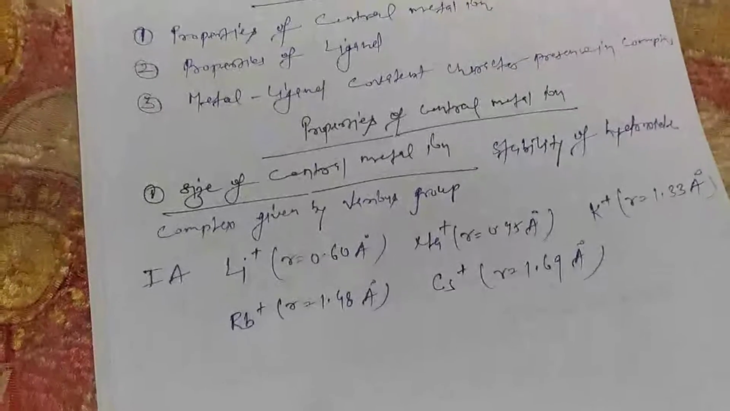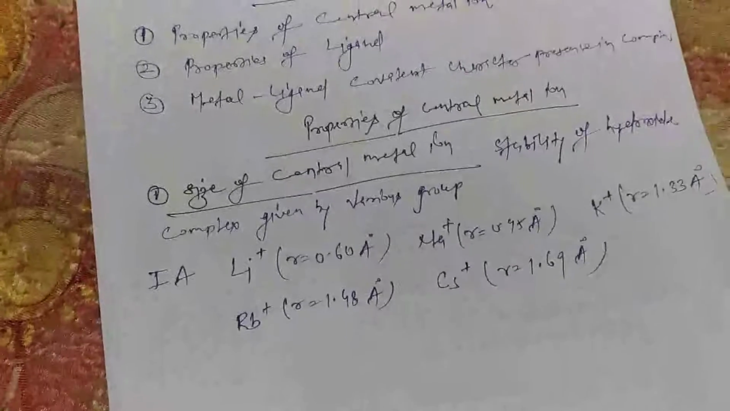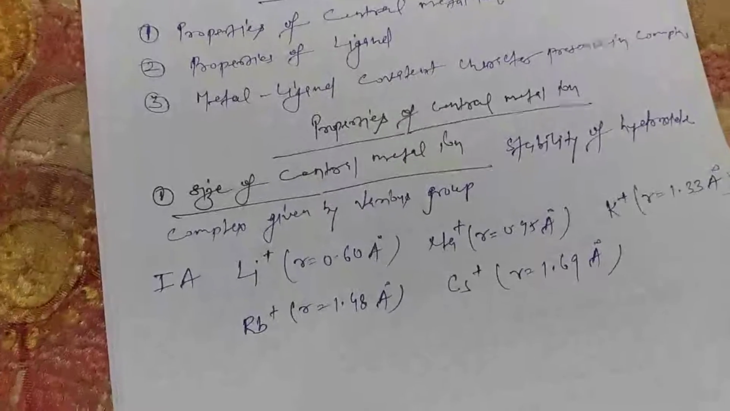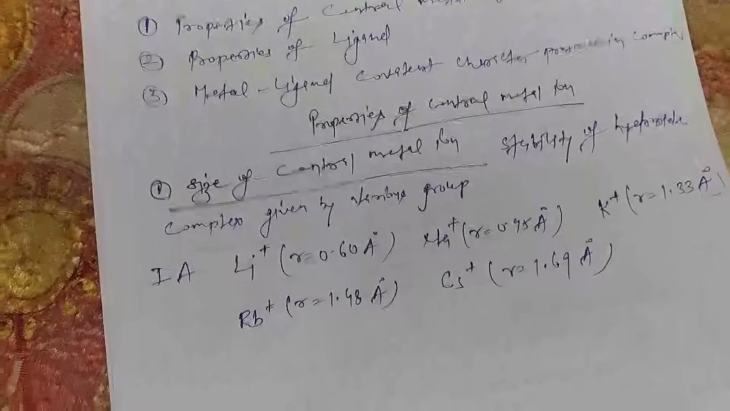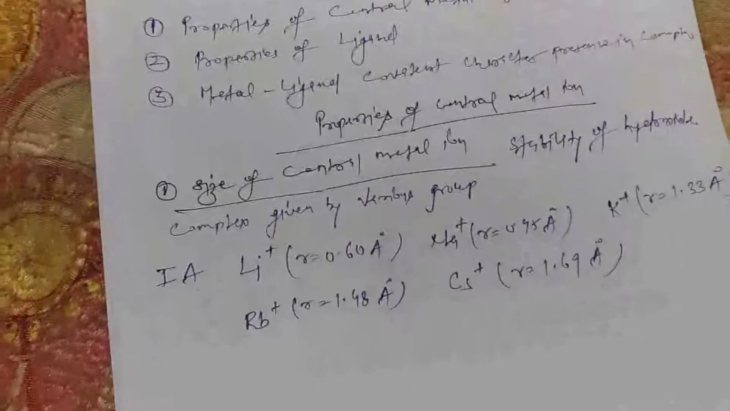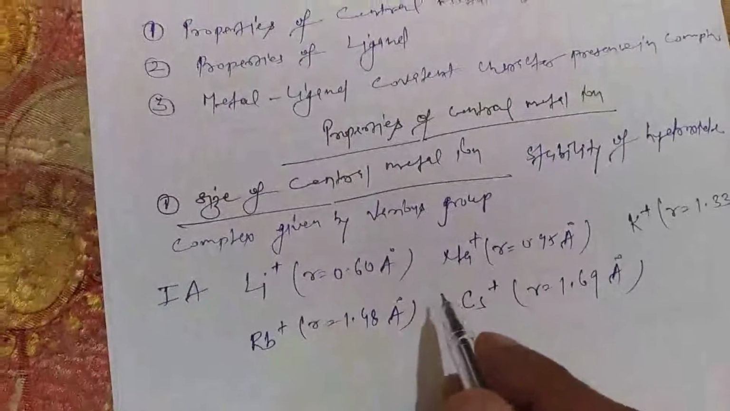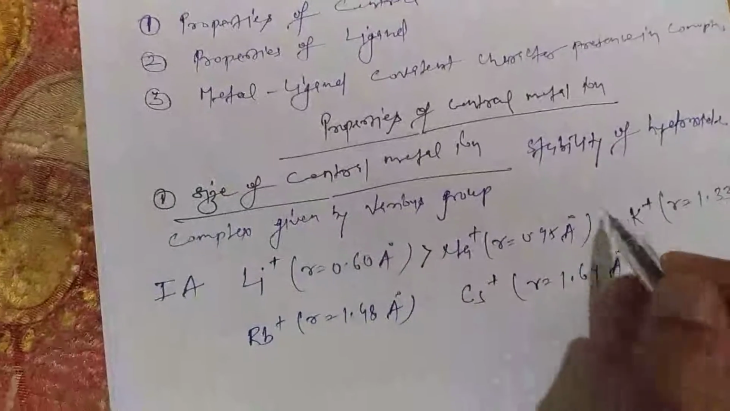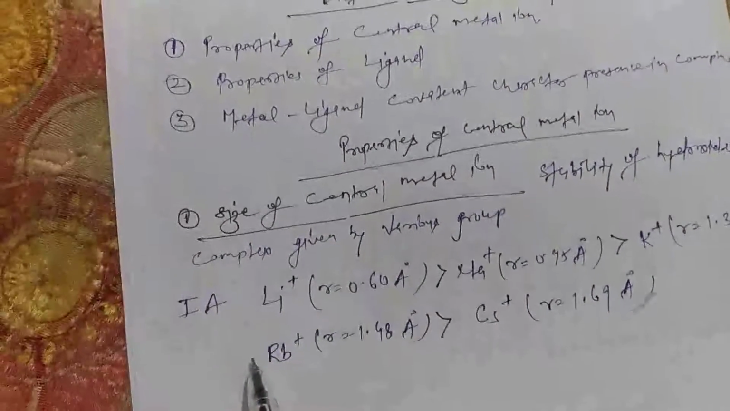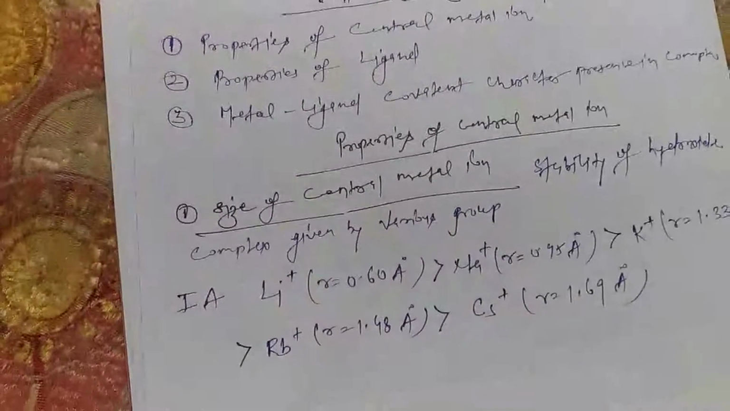So as size increases, stability decreases. As we proceed from top to bottom, the stability of the complex decreases for the same group. Point to be noted, it depends on the size. So as the size increases, the stability decreases. So what is the stability order here? This will be the most stable, then this one, and then this one. This is the stability order for the first group.